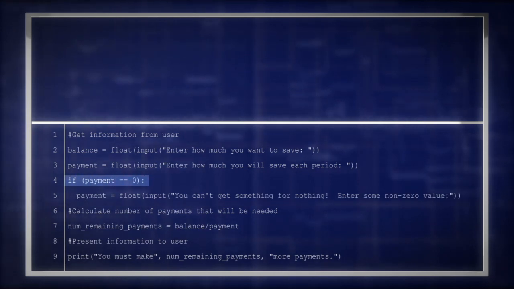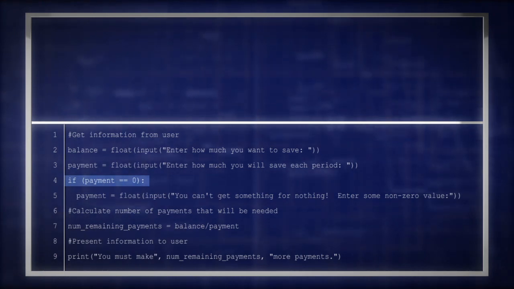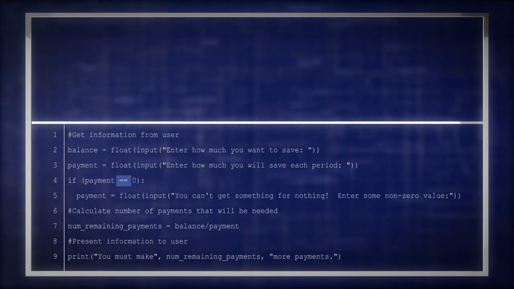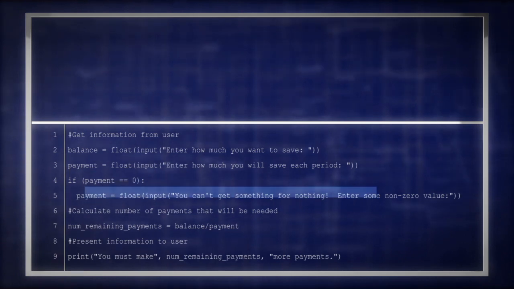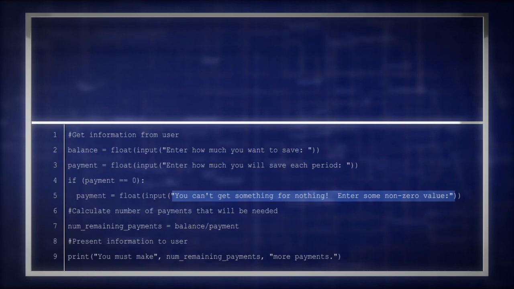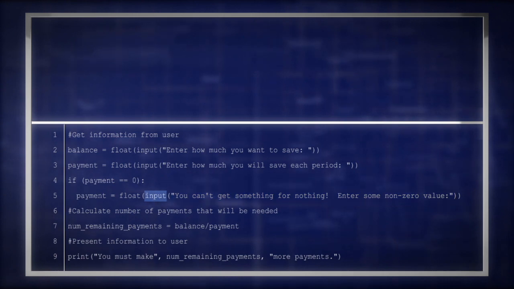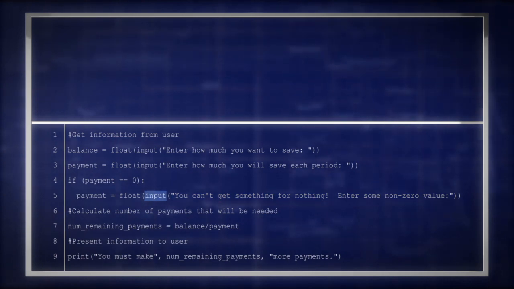So, we'll write an if statement. For the condition, we check whether the payment is equal to 0. Notice that we need the double equal sign. Then, if the condition payment is equal to 0 is true, we'll print out a message to the user saying, you need to save something, so please enter a non-zero value. Notice that in this case, we're getting another input, so we can enter something new.